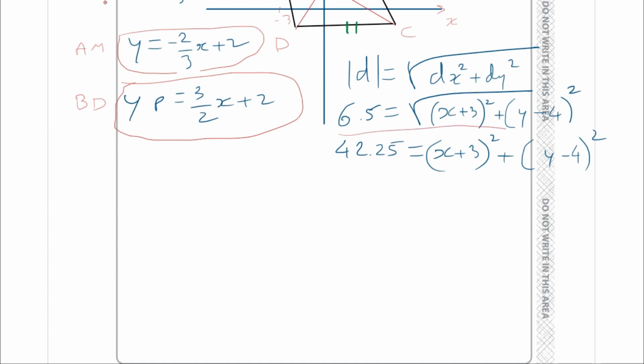So we're lucky now that we have an equation here in terms of x's and y's, and we have another equation here also in terms of x's and y's. B is definitely on the line BD, so it satisfies the equation of the line, and B also satisfies the distance equation, the distance between A and B, which was 6.5.